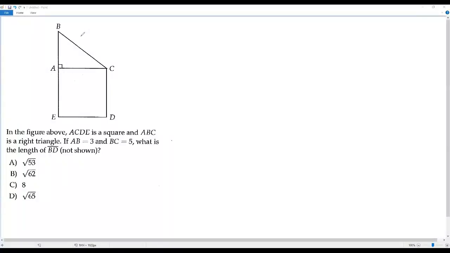Here we have a SAT math question. Okay, let's go with the information. There is a figure given over here. In the figure above, ACDE is a square and ABC is a right triangle. If AB equals 3 and BC equals 5, what is the length of BD?